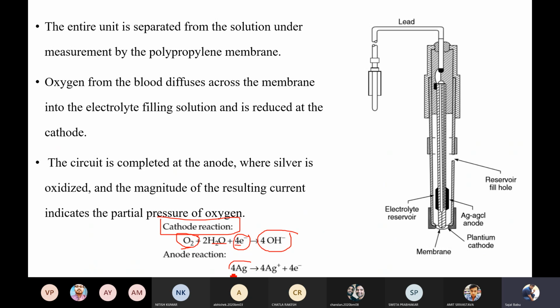And at the anode level, the silver is going to emit electrons. That means at the cathode there is electron flow, and at the anode there is electron flow. So there will be electron flow in the circuit, and the electrons will start flowing between the cathode and anode. This flow of electrons is known as the current, right? This electron flow is called the resultant current here, and this resultant current will represent the partial pressure of oxygen there. Okay, so have you understood this?